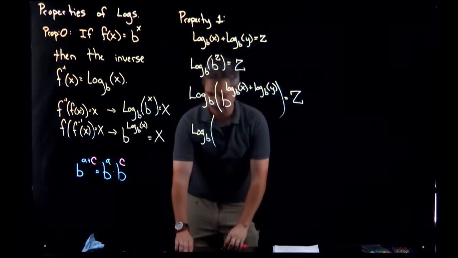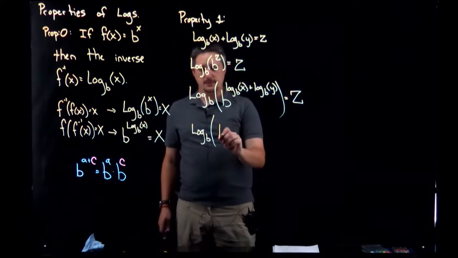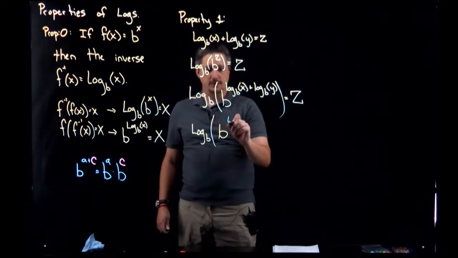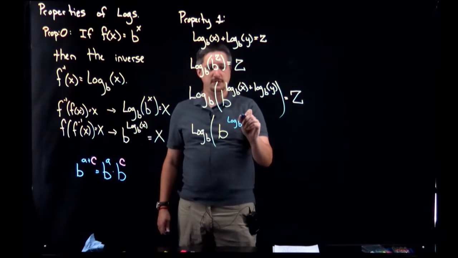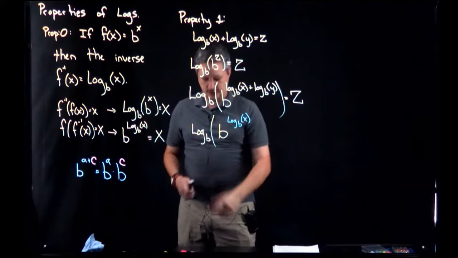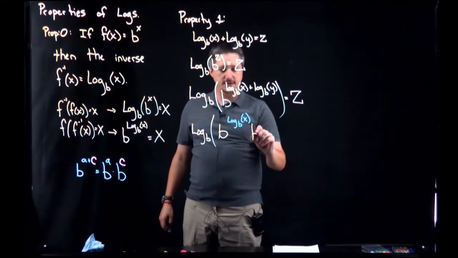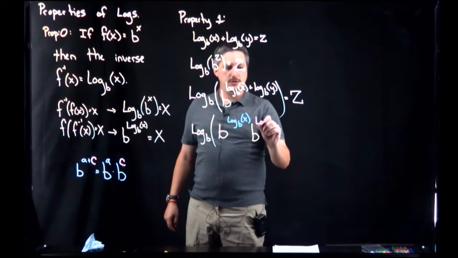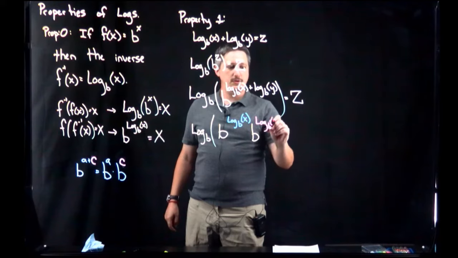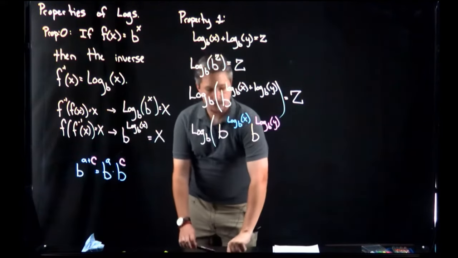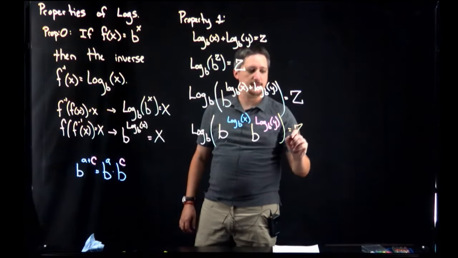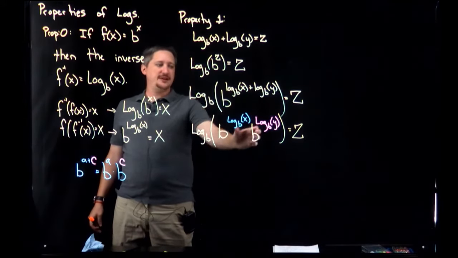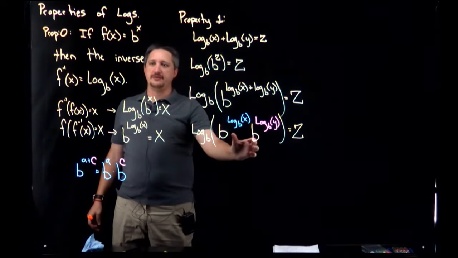So I have b to the first thing. So this is log base b of x. And then I'm multiplying again by b, and then I have the second thing. So this is now log base b of y. And I can close that off. That's still equal to z. Okay? So I'm just splitting the plus sign and putting b times for both of these, right?